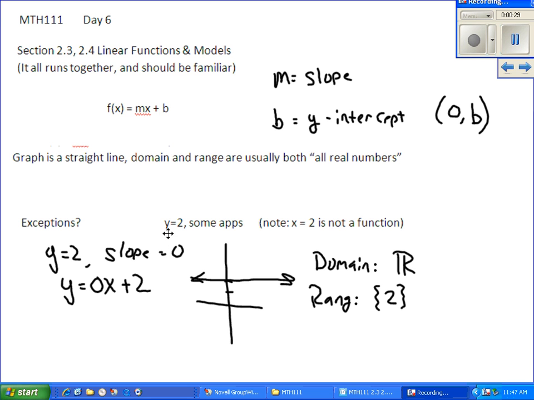A function such as y equals 2 or f of x equals 2 is a function with a slope of 0. Graphically, it's a horizontal line. And the domain is still all real numbers, whereas the range is actually simply the number 2. And then also, there are some applications of linear functions where the domain and range are not all real numbers because only certain numbers make sense to the application. For example, in some story problems, negative numbers don't make sense.